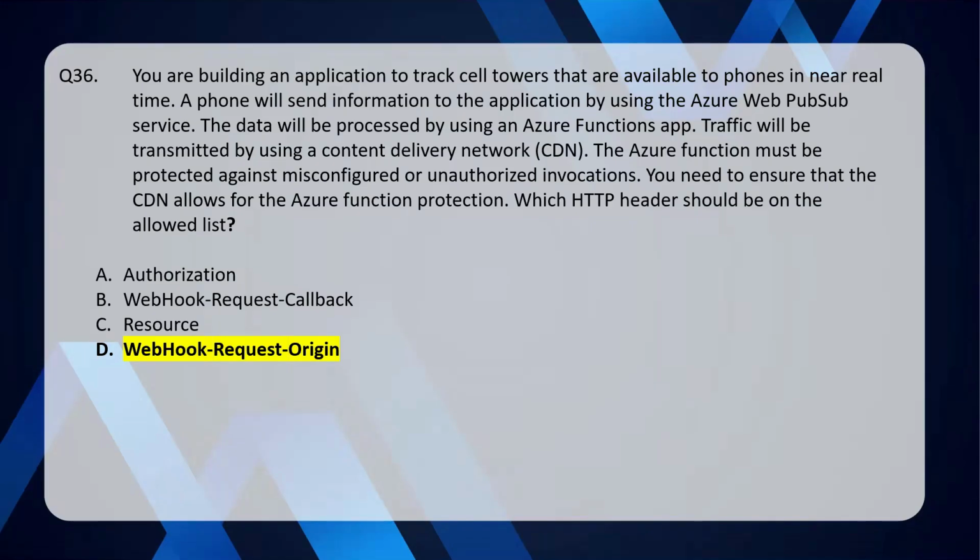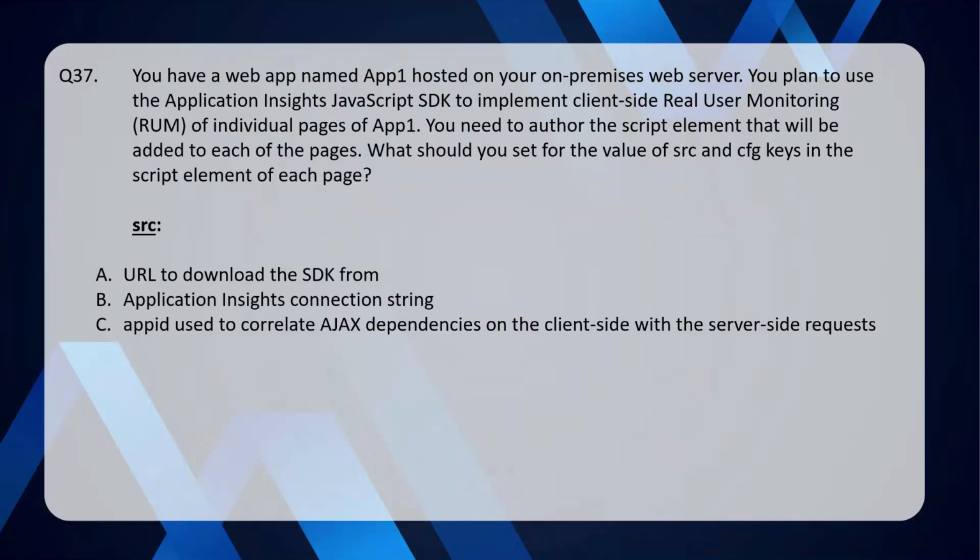Let's look at question number 37 of the series. You have a web app named App1 hosted on your on-premises web server. You plan to use the Application Insights JavaScript SDK to implement client-side real user monitoring of individual pages of App1. You need to author the script element that will be added to each of the pages. What should you set for the value of source and config keys in the script element of each page?